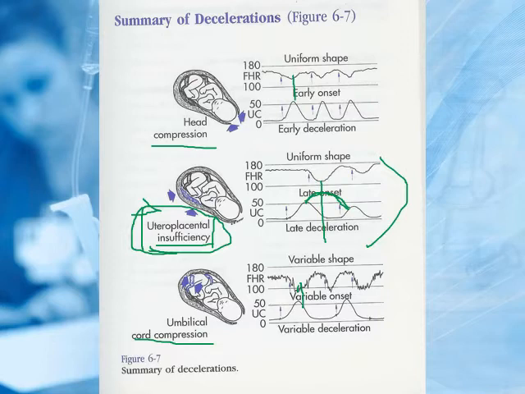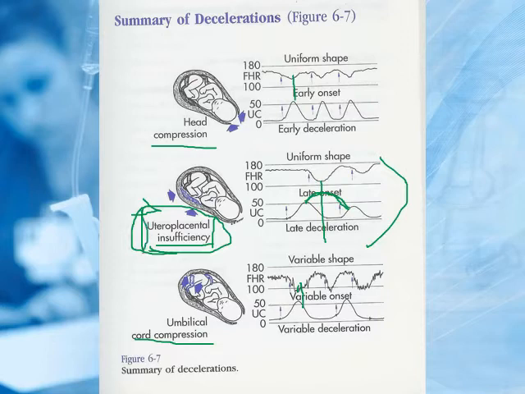So we need to space these contractions back out by either turning the Pitocin off, or if it's mom's normal body doing it all by itself, we may need to consider getting terbutaline, which would be the drug of choice to stop or slow down these contractions to let the baby have recovery time while we figure out what's going on. So just understand the difference.